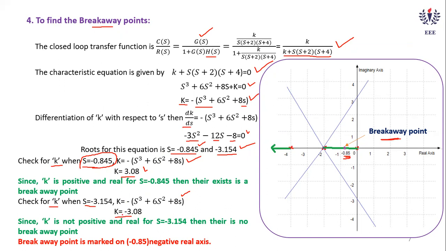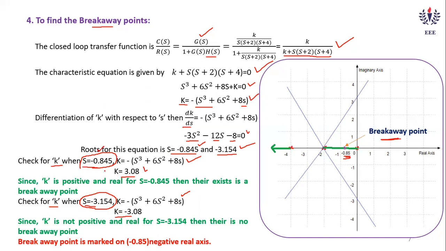The K value you are getting is minus 3.08. That means the K value is not positive and real, so we do not have a root locus at this root. In the previous case, when we checked the K value, we got a positive and real value, so there exists a root locus at this root.